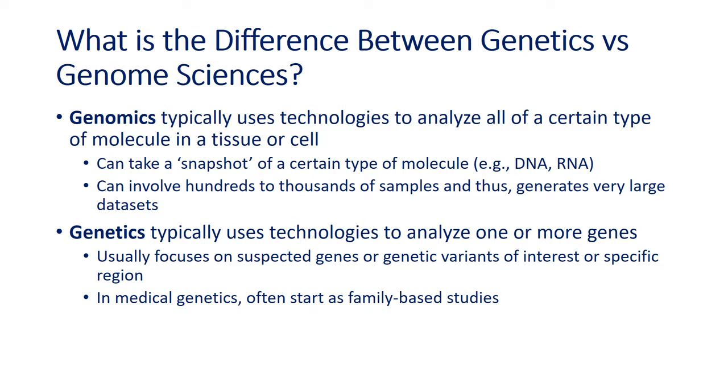In contrast, genetics typically uses technologies to analyze one or more genes. It usually focuses on suspected genes or genetic variants of interest or specific region. In medical genetics, family-based studies are often performed compared to the population-based studies performed in genomic sciences.